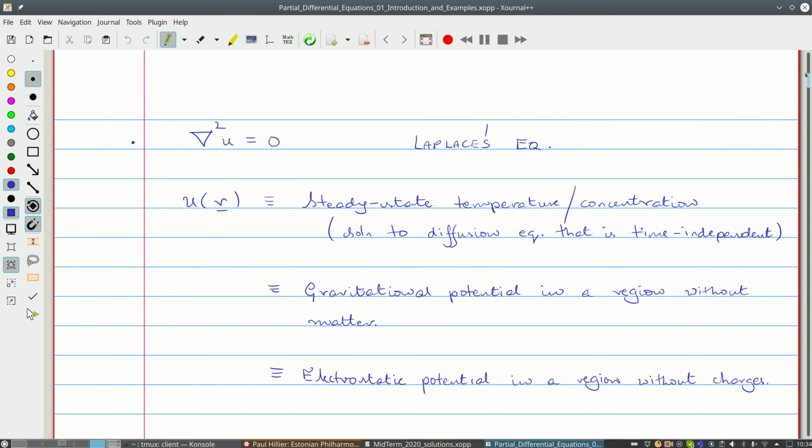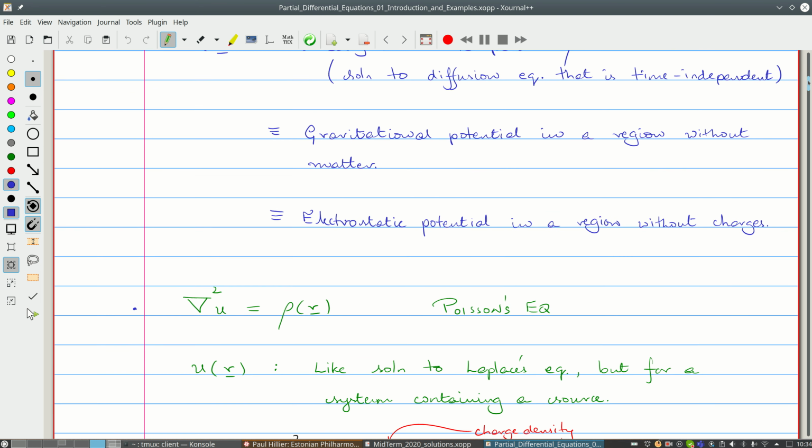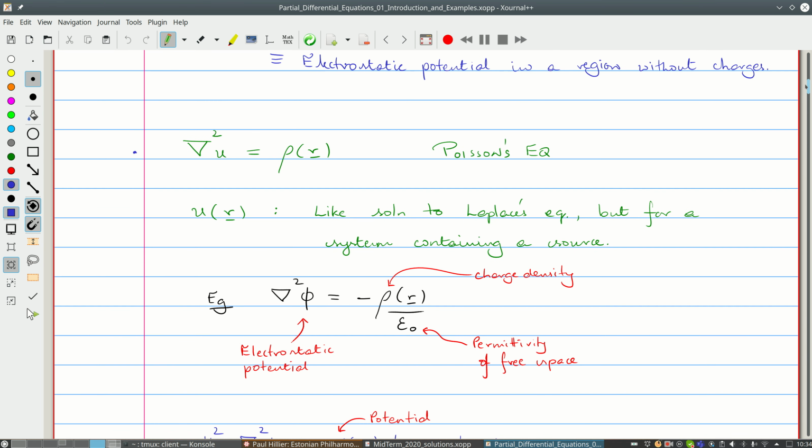Then you've got Laplace's equation, which you should have seen if you've done Maxwell's equations. Here there's no time derivative, and u is the steady state temperature or concentration. So you could look at this as a special case of the diffusion equation where we are looking at a phenomenon which is now time independent. This could also be the electrostatic potential in a region without charges, or the gravitational potential in a region without matter. Now, if you do include charges or matter, then you need to include a source function, and that's the rho here. So this is Laplace's equation now with a source function rho, and this is the Poisson equation.